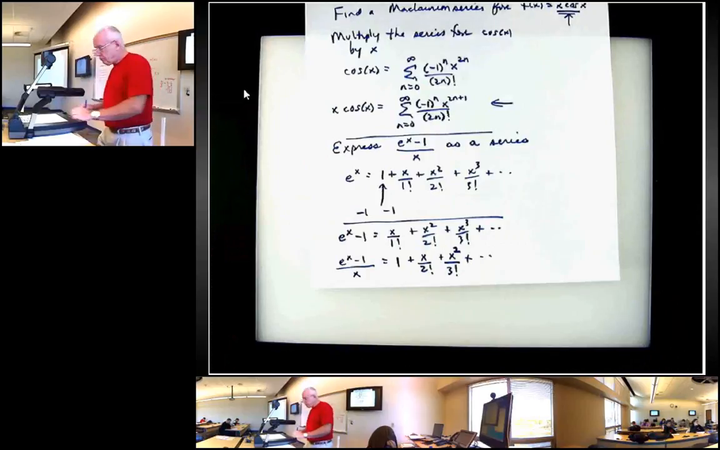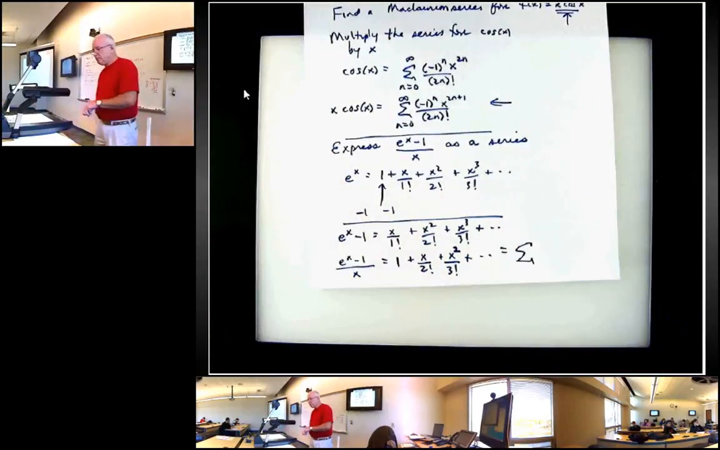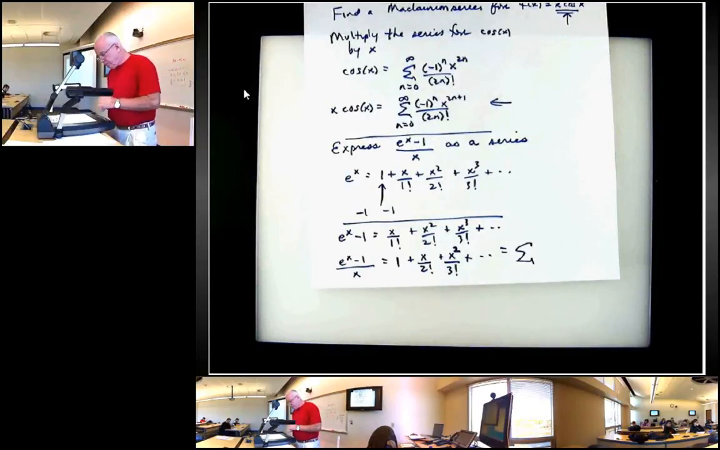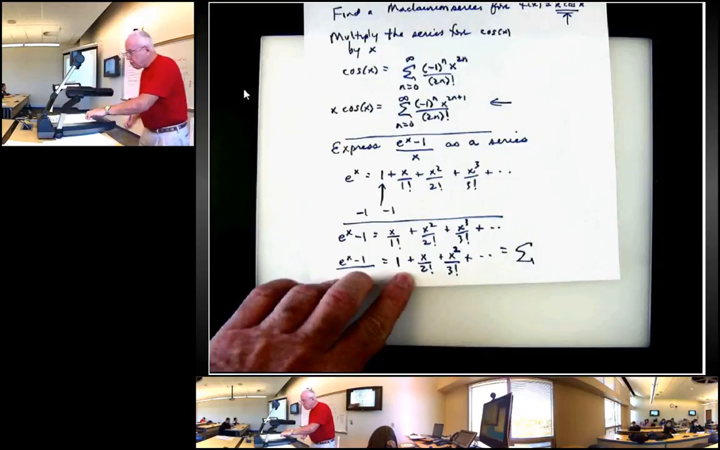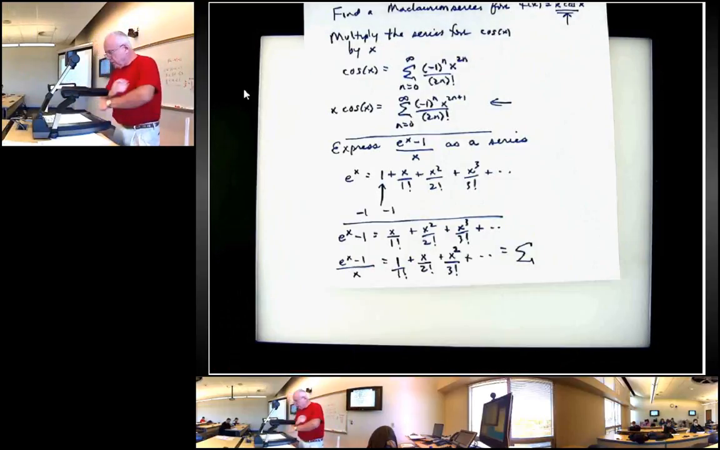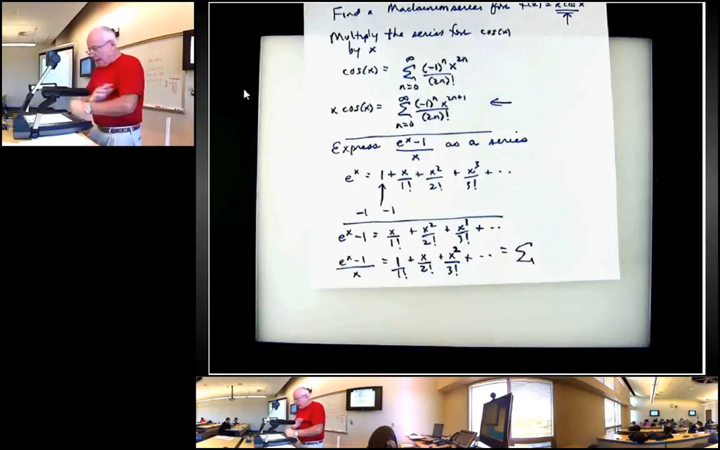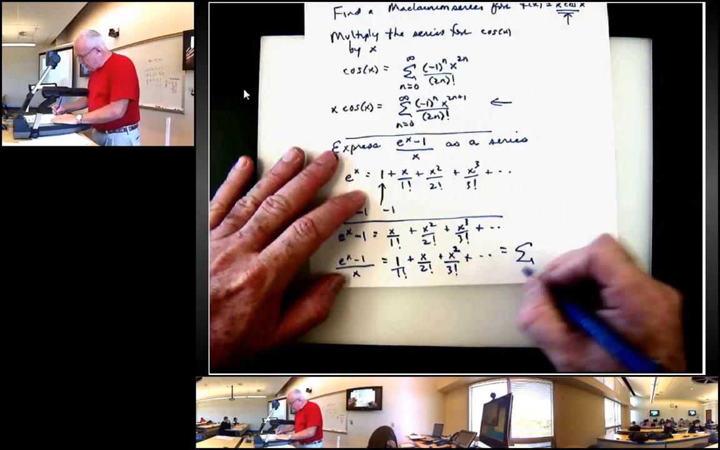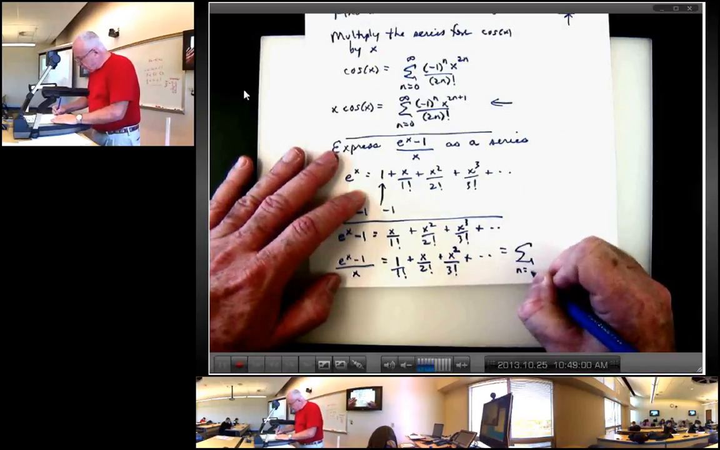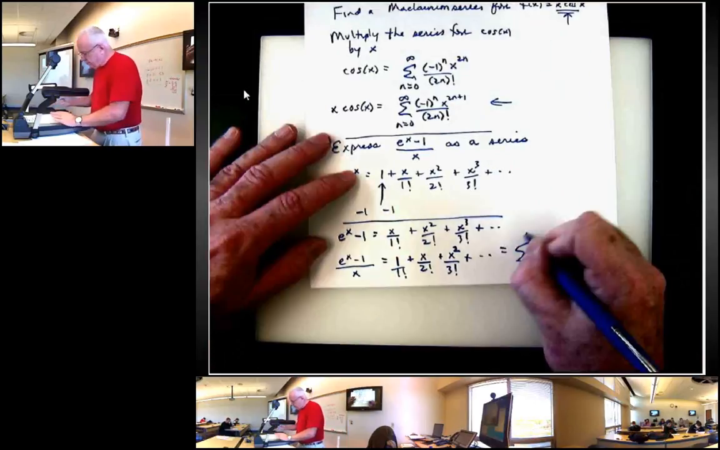All right. Now, let's see if we can figure out a general formula for this. Basically, all the terms are positive. Our first term is 1, which is really 1 over 1 factorial. Then we have 2 factorial, 3 factorial. So basically, I can look at this from n equals, well, we can go with 0. N equals 0 to infinity.